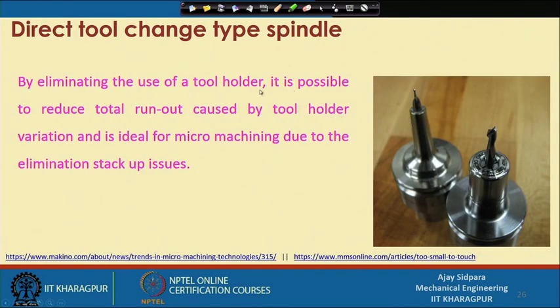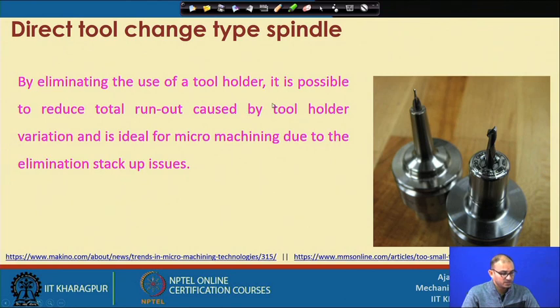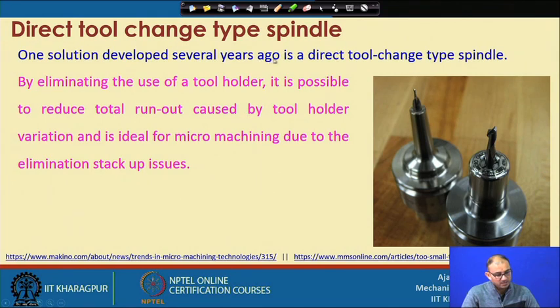So, what are the ways you can actually reduce this particular thing? The one thing is called the direct tool change type of spindle. Now, this particular spindle does not have a collet. So, you can eliminate the tool holder completely. The tool is directly fitting into the spindle. By that way, you can reduce the total run out.